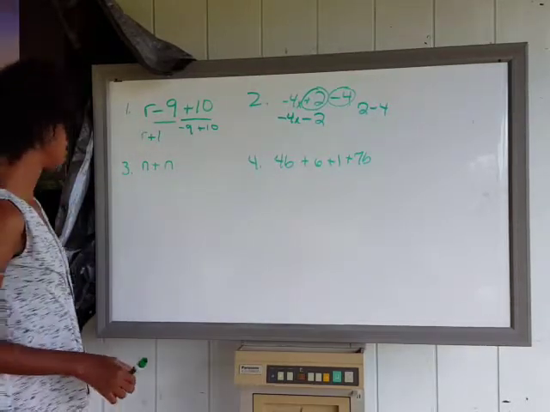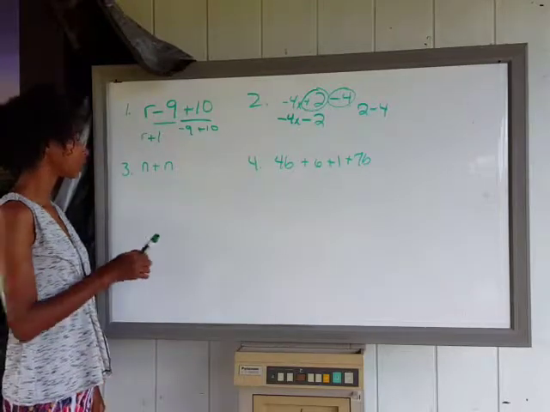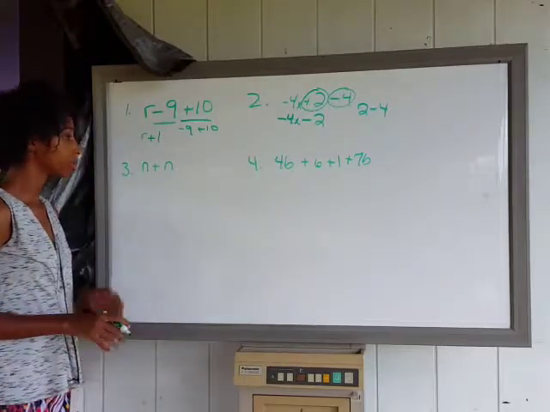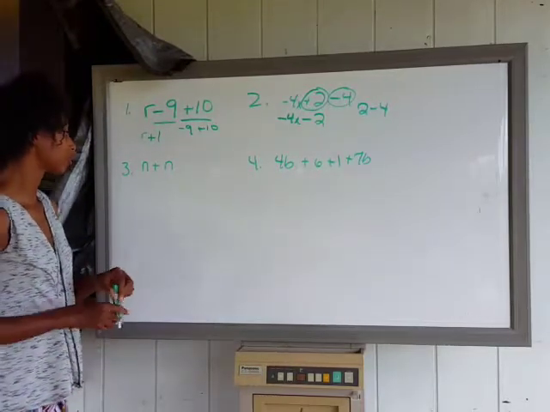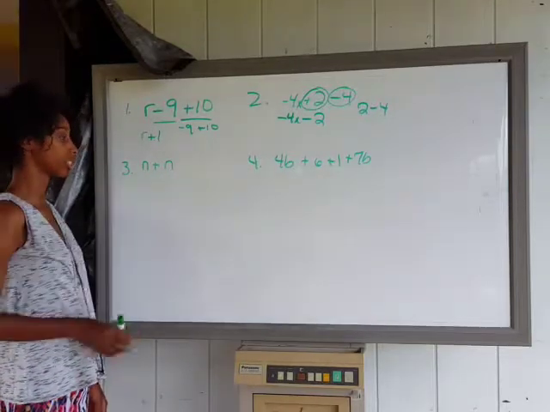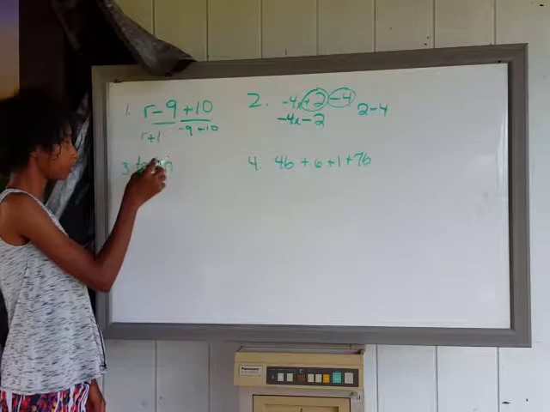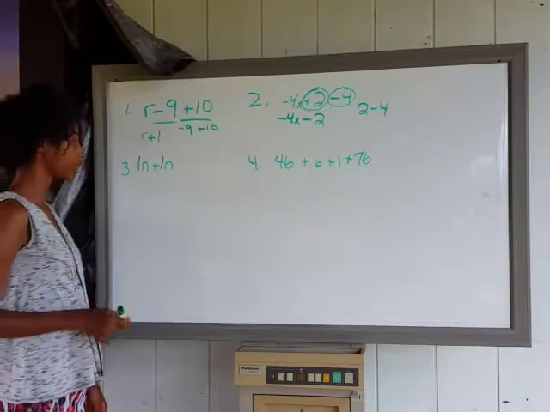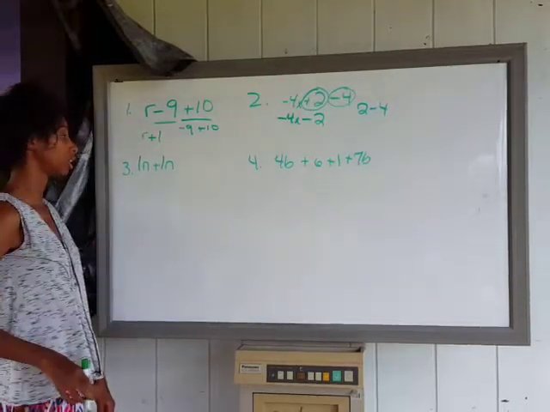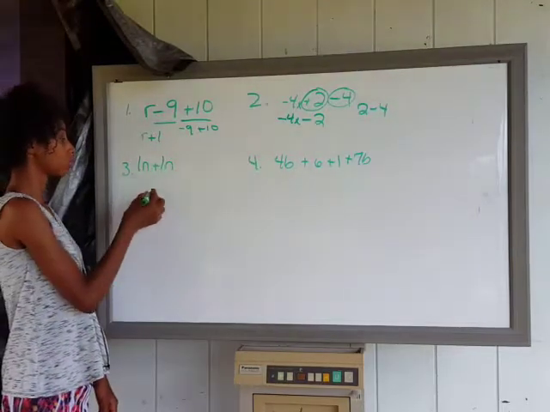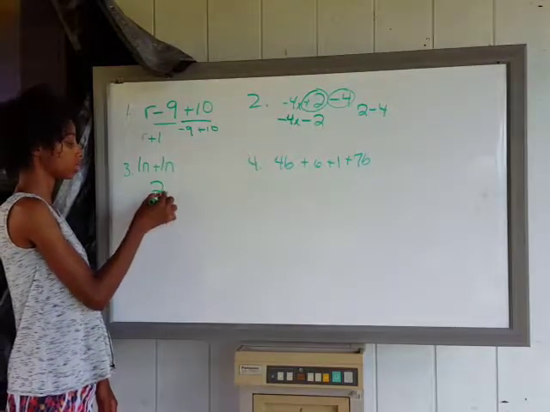Alright, so Joshua said this one stumped him a little bit, the n plus n. So remember in our examples before, I told you when the variable is alone, it's the same as it having a 1 in front of it. So that would be 1n plus 1n. And so then 1 plus 1 would be 2. So that would be 2n.